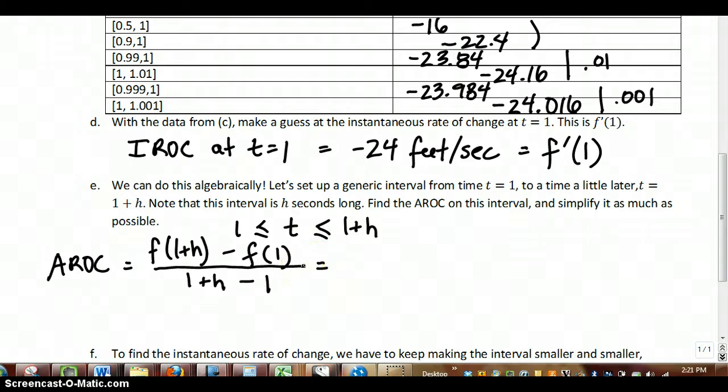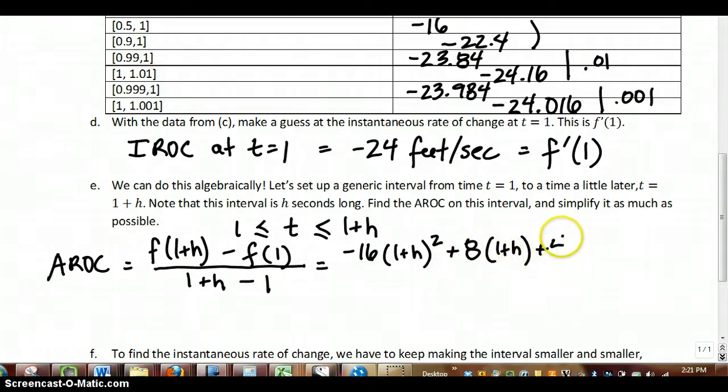So now I have to plug 1 plus h into my function. If you look upward, you will recall that the function that we're talking about is going to be -16 times the input t squared. In this case, that t is going to be 1 plus h squared, plus 8 times our input t, and in this case the time is 1 plus h, and then we'll add 48 to that. So that's f of 1 plus h, and then I'm going to subtract off f of 1. Now you can go and calculate f of 1, but remember we did it already. It turns out that it's going to be 40.